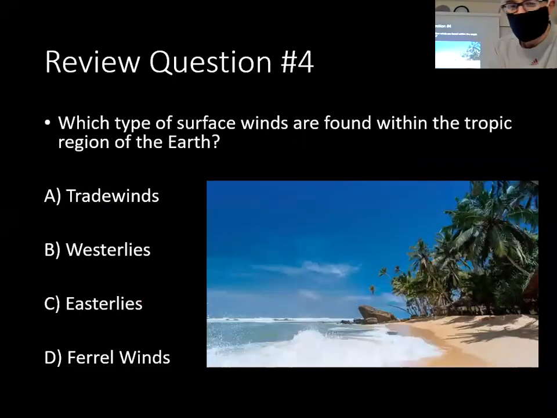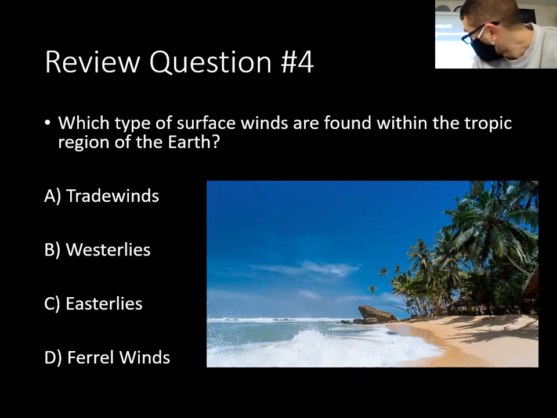Okay, second question of the day. I want to see what you guys think. Please participate. Which type of surface winds are found within the tropic region of the Earth? Is it A, trade winds, B, westerlies, C, easterlies, or D, faroe winds? Again, if you want to find the answer, I think it's on page 7 or 8. Which winds are matched with the tropic region? Tropic region.